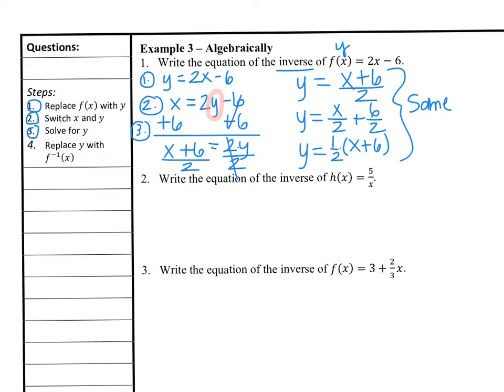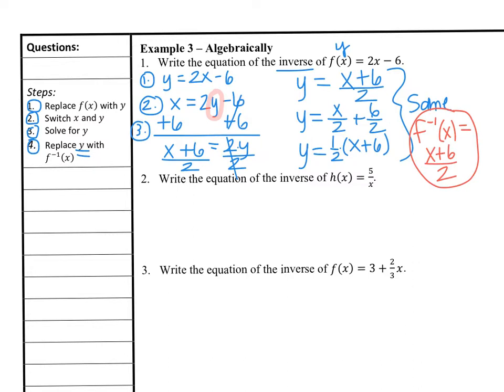In step 4, we want to come back and replace y with f to the negative 1 of x. So that's rewriting it as the inverse function. So let's just go with the first one. Our final answer should be f to the negative 1, or f inverse of x, is equal to x plus 6 divided by 2. Final answer. Okay? All right, the next one, let's follow those 4 steps again.